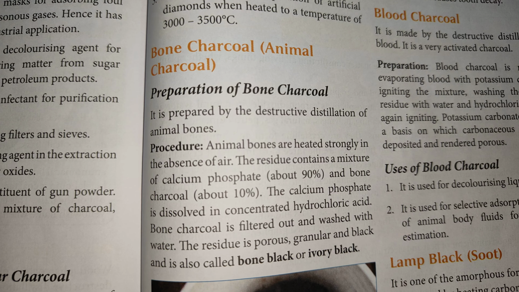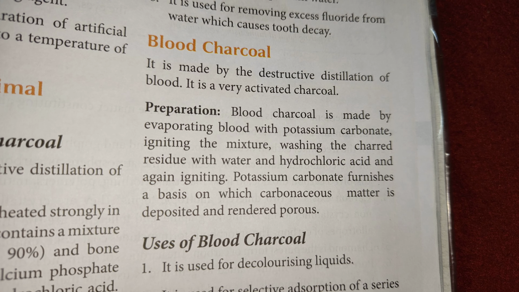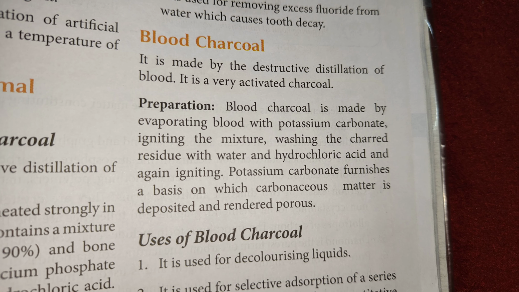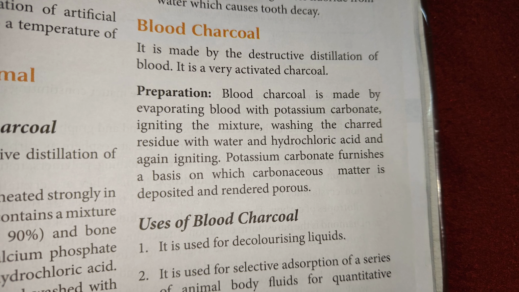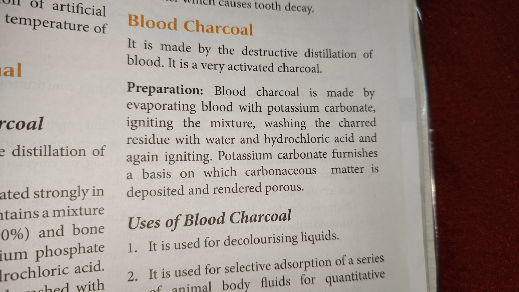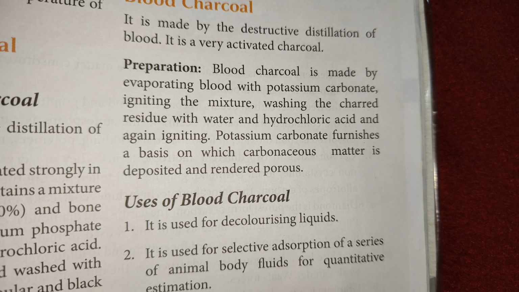Next we have is the blood charcoal. So students, what is blood charcoal? It is made by the destructive distillation of blood, and it is a very activated charcoal. Blood charcoal is made by evaporating blood with potassium carbonate, igniting the mixture, and washing the charred residue which we get. We have to wash it with water and HCl, and then again we have to ignite it. Then potassium carbonate furnishes a basis on which carbonaceous matter is deposited and rendered porous.